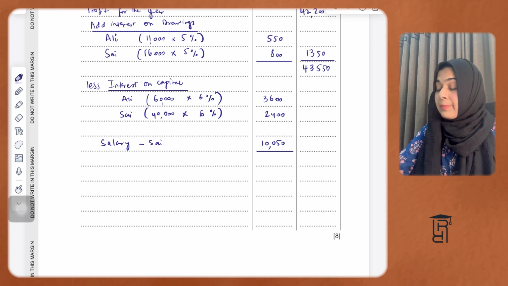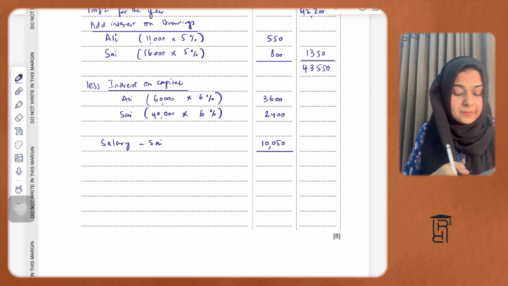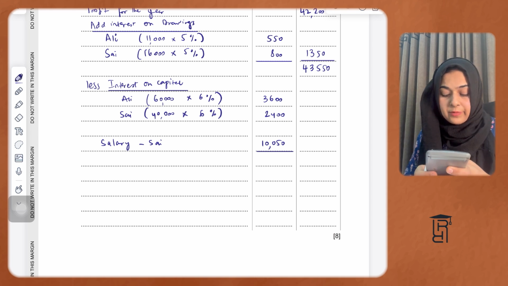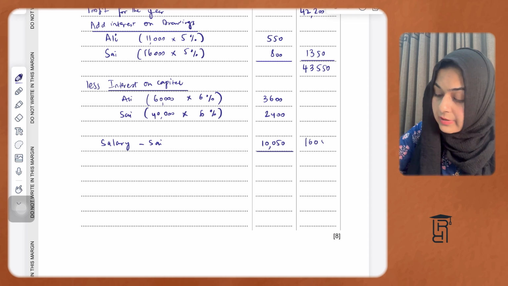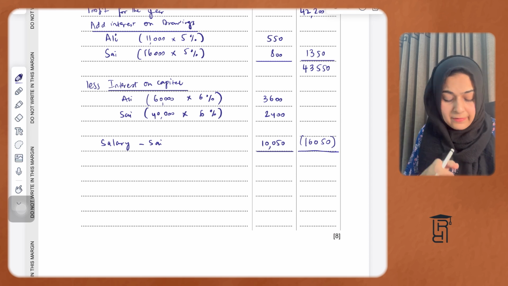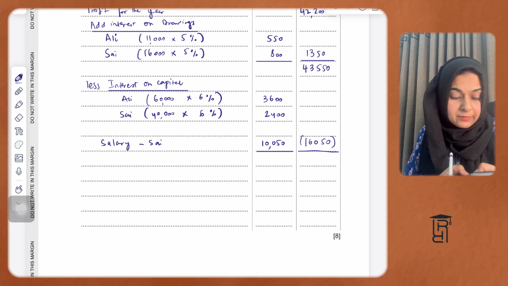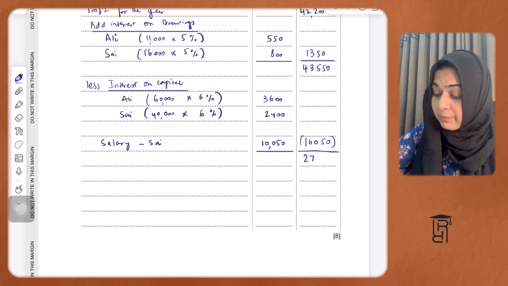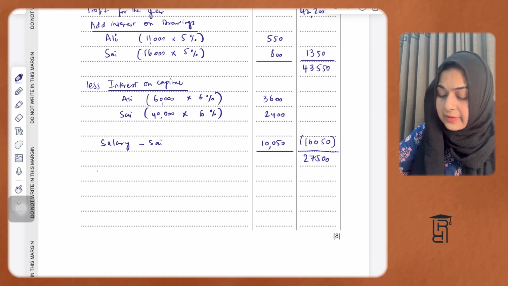So 3,600 plus 2,400 plus 10,050 will give me 16,050. So 16,050 when it is subtracted from 43,550, so 43,550 minus 16,050, will give me 27,500. This we need to divide into the profit sharing ratio.